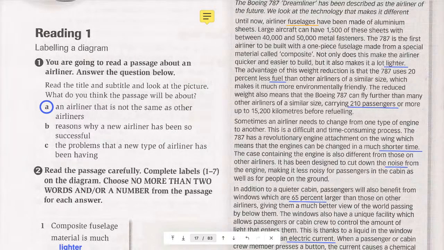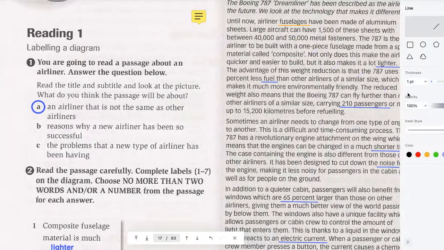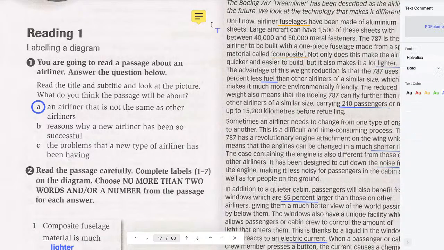You understand? So that's how you learn some new words, guys. Yeah? You can underline that. You can underline composite. And you can write something like a material. Right? A material made of more than one substance that is used for building things. That is composite.